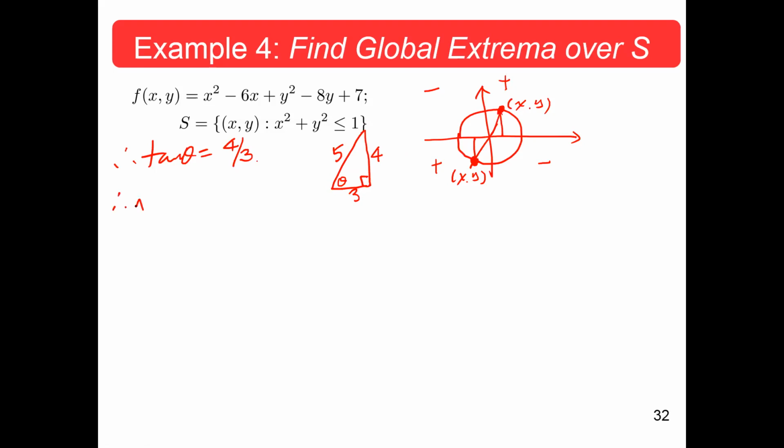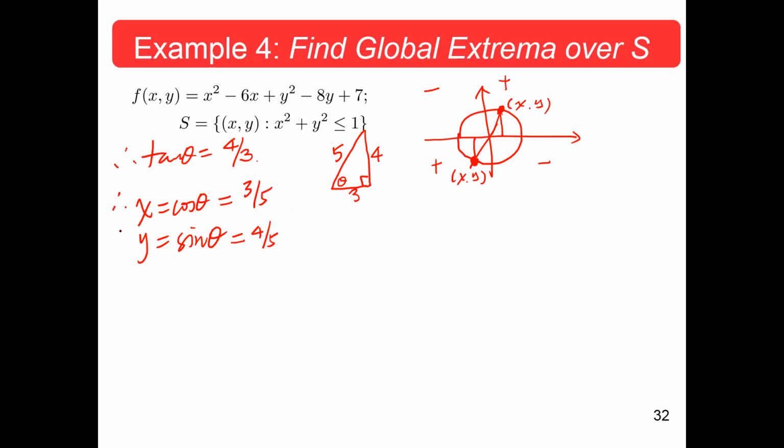Okay. And we know that according to our trig substitution, x would be cosine theta and y would be sine theta, right? So let's refer to this graph over here. x would be cosine theta, which would be 3/5. y would be sine theta, which would be 4/5. Is that clear? Okay, and this is actually referring to this point, right?